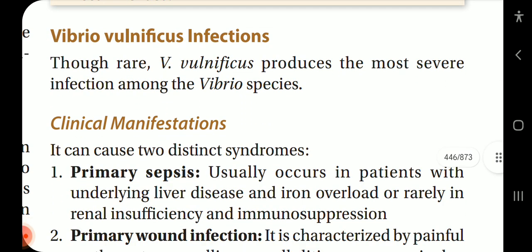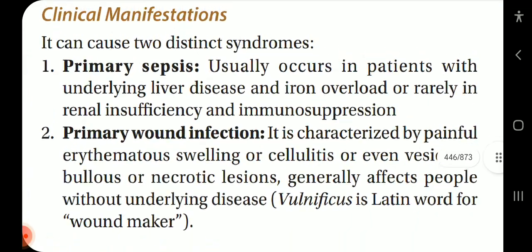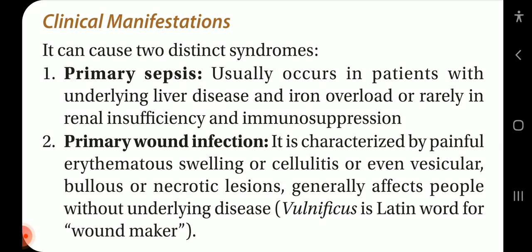Now Vibrio vulnificus infections. Though rare, Vibrio vulnificus produces the most severe infection among the Vibrio species. Clinical manifestations: it can cause two distinct syndromes, primary sepsis and primary wound infection. Primary sepsis usually occurs in patients with underlying liver disease and iron overload, or rarely in renal insufficiency and immunosuppression.